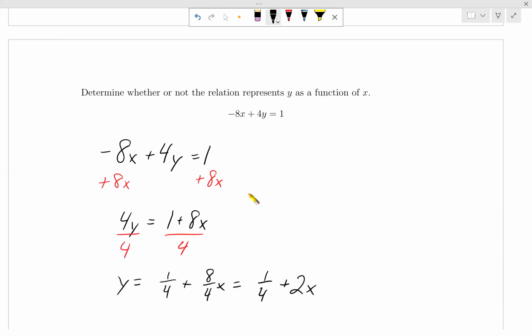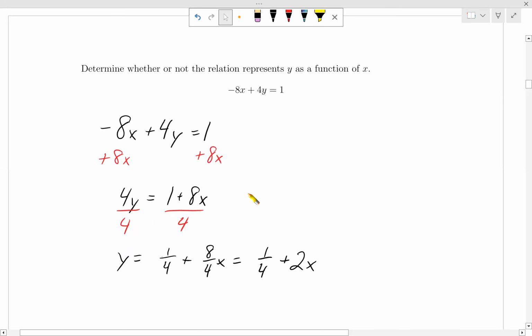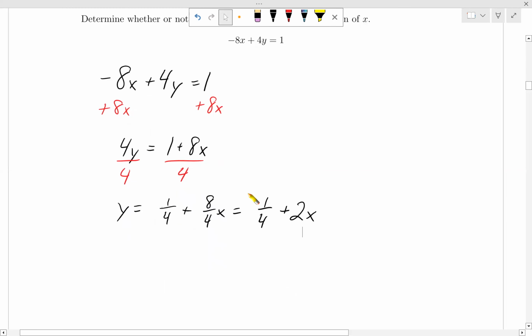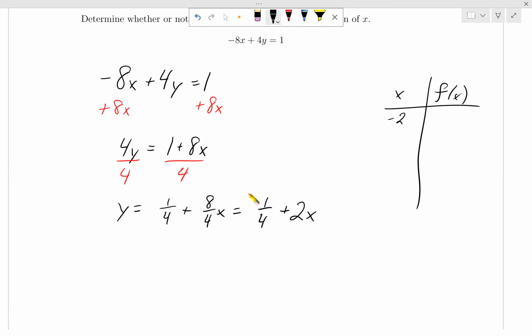All right. So to determine whether or not this is a function, we need to ask ourselves, for every element of the domain, do we get one and only one element of the range? So I'm just going to test a couple of points here and see what I get. X, f of x. I'm going to test -2, -1, 0, 1, and 2.